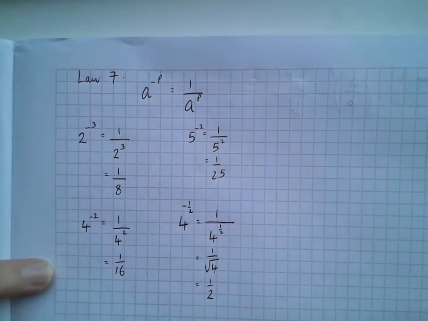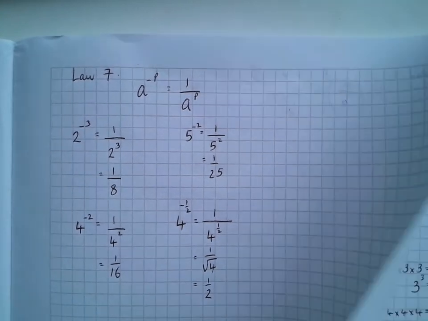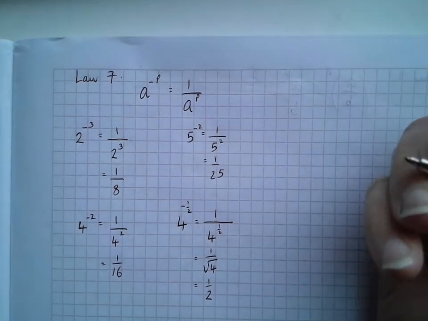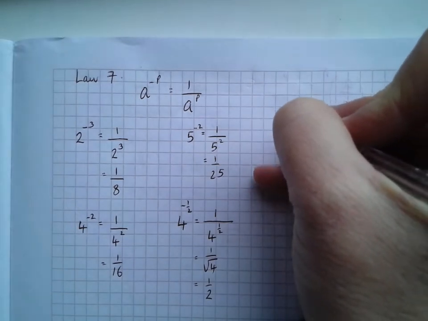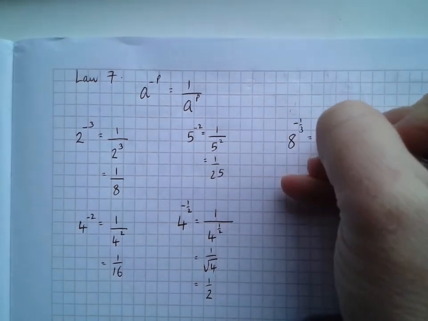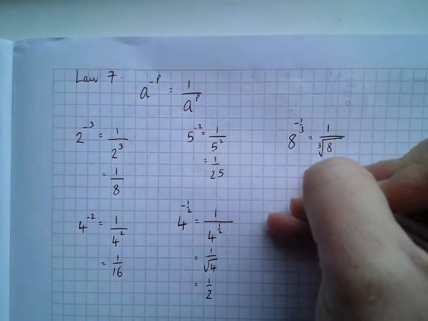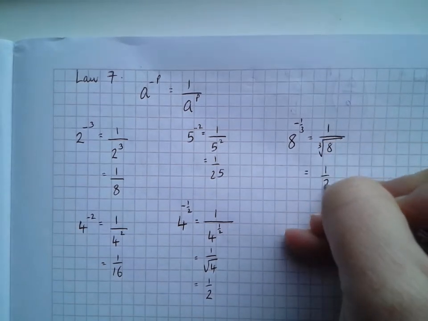Okay, and let's look, what's the next two roots? Yeah, okay, so I haven't done the next two rules yet, so we'll come back to those in a minute. Let's try and find another one with a negative. Oh yeah, 8 to the power of minus a third would be 1 over the cube root of 8, which would be 1 over 2.